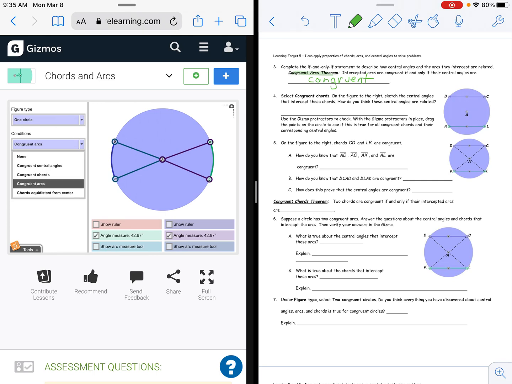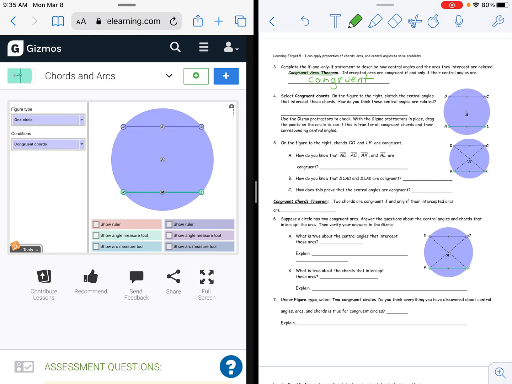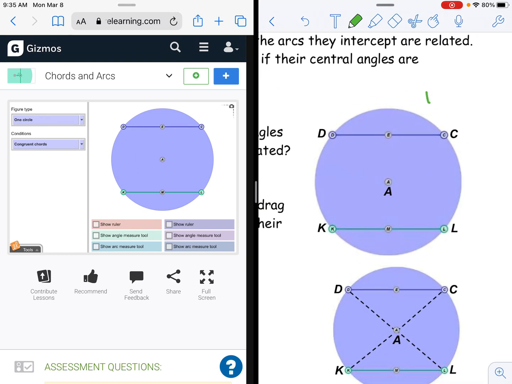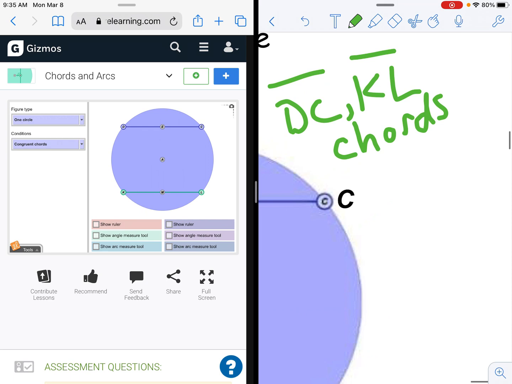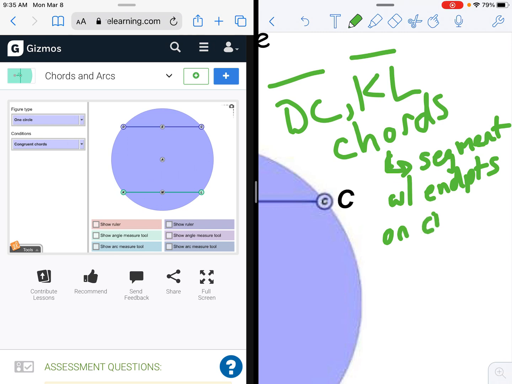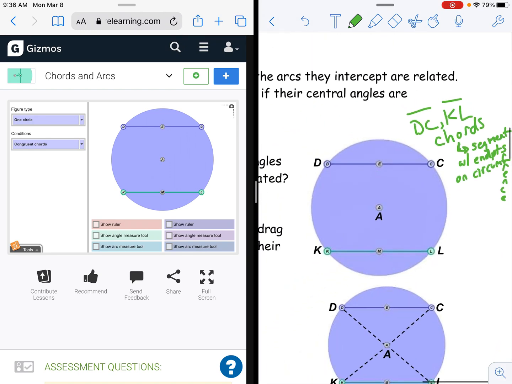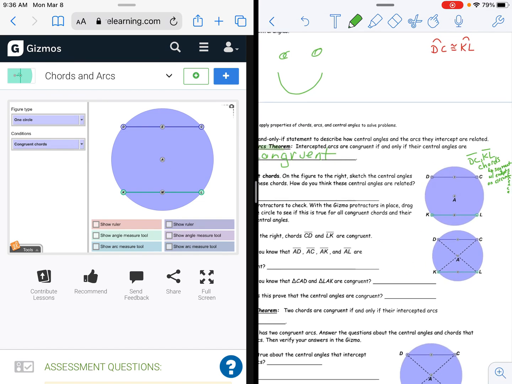All right, let's keep cruising right along. Now we're going to select congruent chords. So DC and KL are what we call chords. And if you forget what a chord is, it's a segment with endpoints on the circumference. Kind of ran out of room to write circumference. But that's what they are. They're chords. Their endpoints are on the circumference. That's all we selected so far.